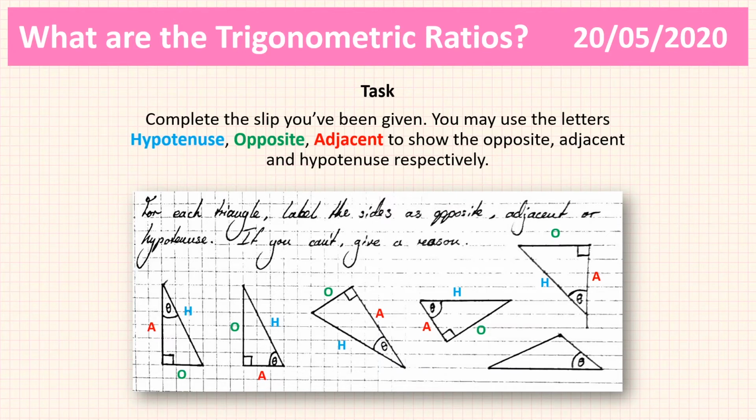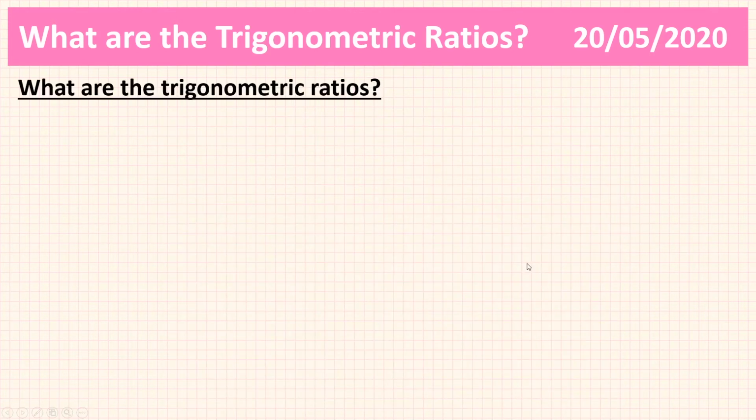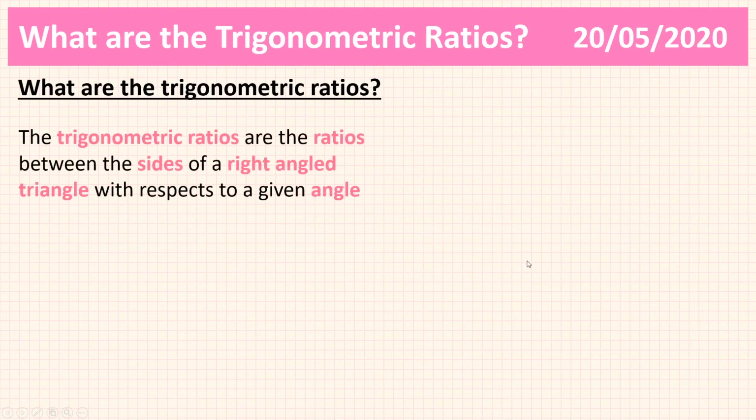Pythagoras and trig are only applicable to right angle triangles. Right, so now that we can label some triangles, we're going to move on to the next bit in our trigonometric ratios. So what are the trigonometric ratios? Well, the trigonometric ratios are the ratios between the sides of a right angle triangle with respect to a given angle. That's why we did the labeling with respect to an angle, because the trigonometric ratios are the relationship or the ratios between the sides of a right angle triangle and an angle that we have or are given.